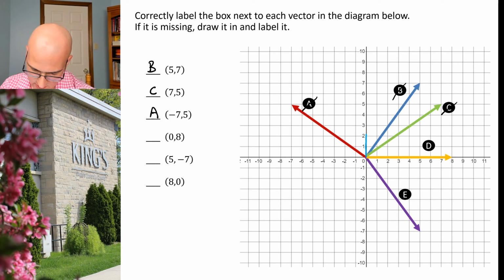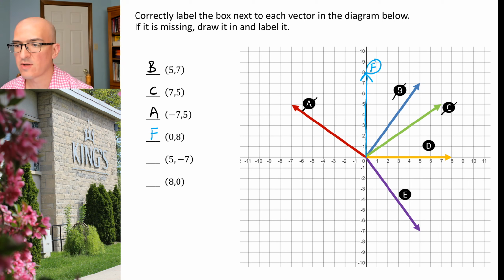So starting at the point 0, 0, like all vectors, we end at the point, at a y coordinate of 8, so we end at the point 0, 8. I'll give that a label. Our pictures here go from A to E, so I'll label this F. And then continue with the rest. Okay, the next one, 5, -7. So I want to go 5 units in the x direction and then 7 units down in the y direction. So that's E. And I'll cross that one out. And the last one, 8 units in the x, 0 in the y, that's going to be D.